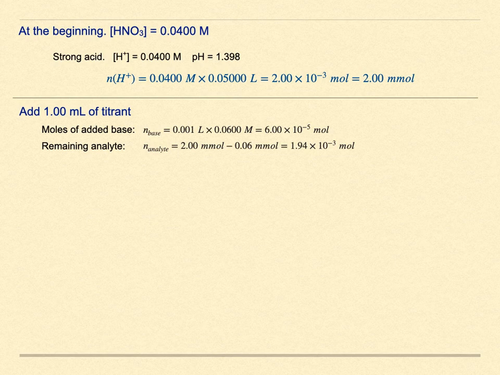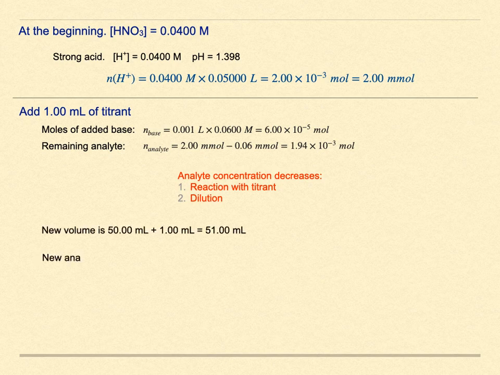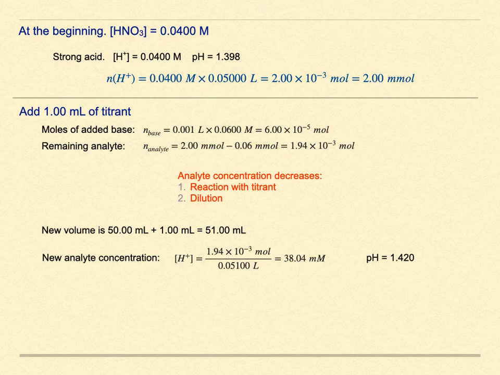Now there's less acid than at the beginning, so we can anticipate that the solution's pH has increased, becomes less acidic. But wait, the volume of the solution has also increased due to the added titrant. So not only is there less analyte, it is also in a larger volume. The pH is changing because of two reasons. Some analyte has been removed by reaction, and there is dilution. Volume now is 50 plus 1, or 51 milliliters, and with this remaining amount, the concentration now is 1.94 millimole divided by 51 milliliters, 38.04 millimolar, giving a pH of 1.420.